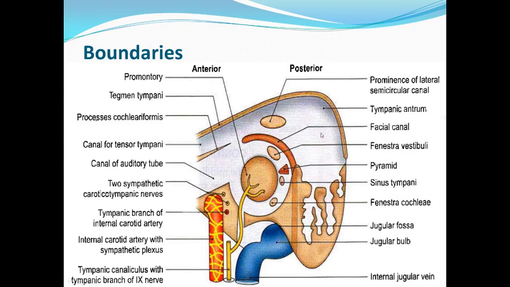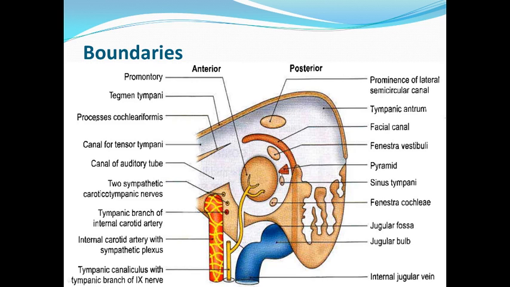Now there is a conical projection. See here in this figure you can see a conical projection which is labeled as pyramid. This conical projection, which is called the pyramid, lies at the junction of the posterior and the medial wall. This is the medial wall, this is the posterior wall. So at the junction of these two walls there is a conical projection called the pyramid, and this pyramid has an opening at its apex or the tip for the passage of the tendon of stapedius. This opening is not labeled in this figure.